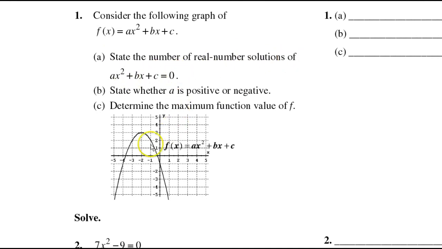Well, it's a real number solution when it crosses the x-axis, and we see it's crossing it there, and it's crossing it there. So, there are two real number solutions. State whether this letter A here is negative or positive. Well, if it opens upward, it's positive. If it opens downward, it's negative. So this one is negative.